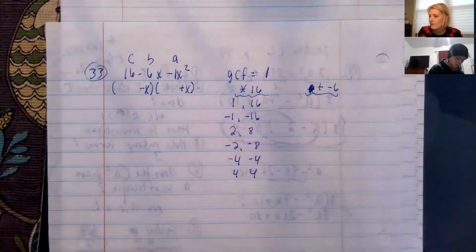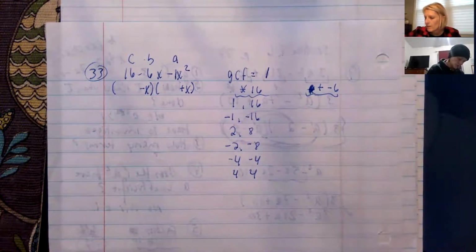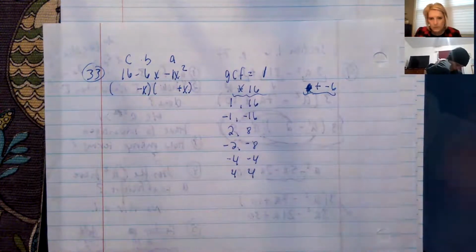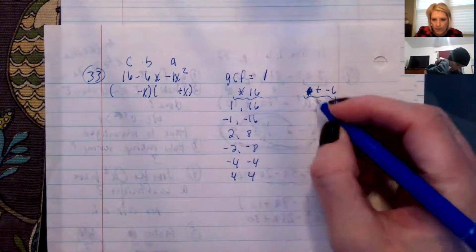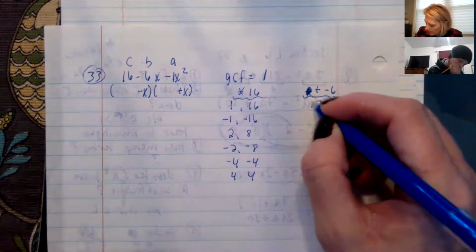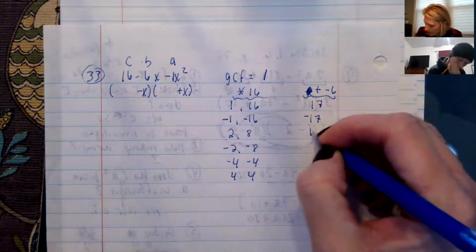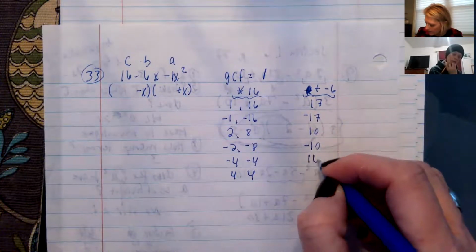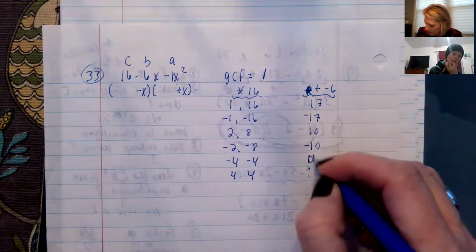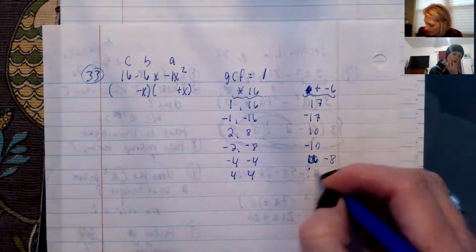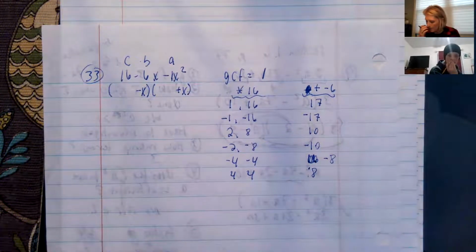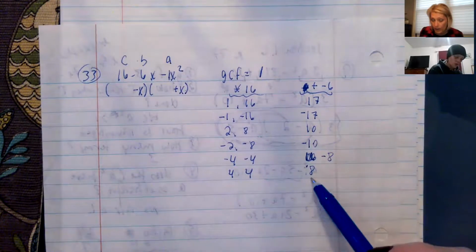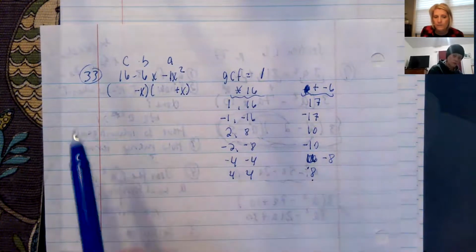And that's our list for those. And then I'm going to add them. So we have 17, -17, 10, -10, and then 16. Oh, I got to add them, Sarah. -8 and 8. Okay, so none of these work, right? Correct.